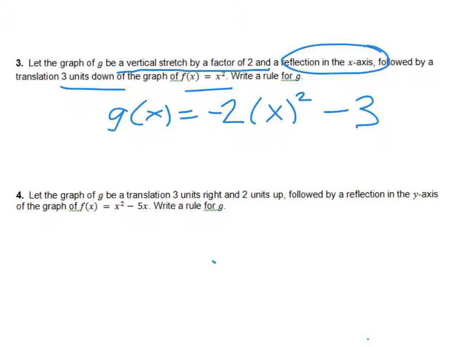In our next problem, it says let the graph of G be a translation 3 units right and 2 units up, followed by reflection in the y-axis. And so in order to write that, notice this one's not starting with your parent function. It's starting with x squared minus 5x. So any translation we do needs to be to that equation. So the first thing we have to do is change our equation to our vertex form.